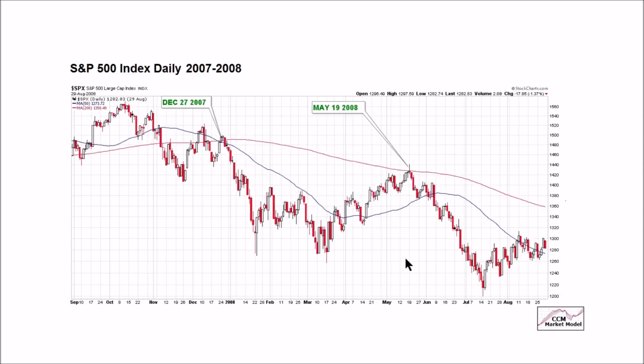Just a quick reminder about counter trend rallies. This is 2007, this is 2008, S&P 500, 200-day, 50-day. You can see we have countless bullish and strong-looking candles within the context of a primary downtrend. These are normal counter trend rallies.